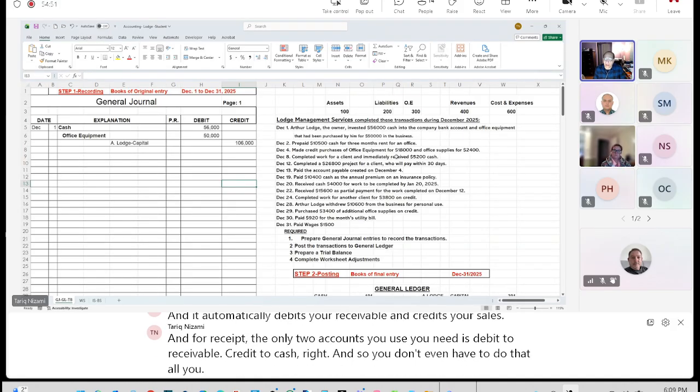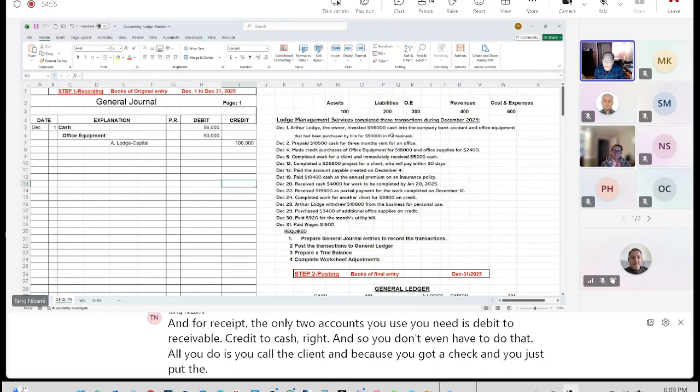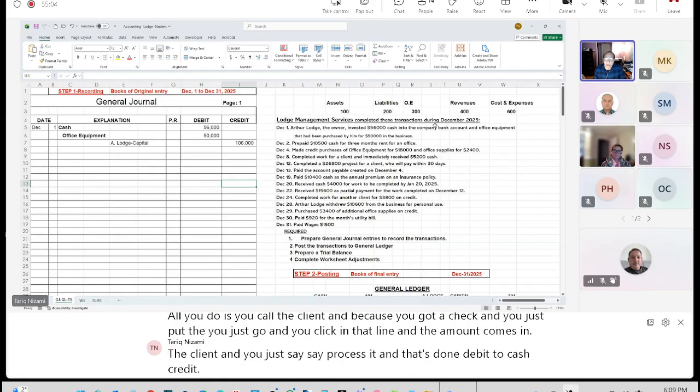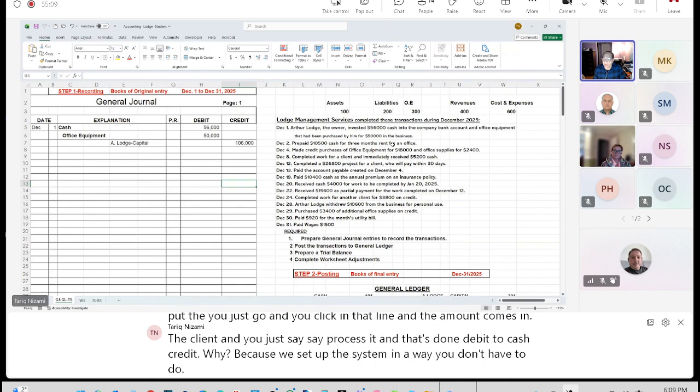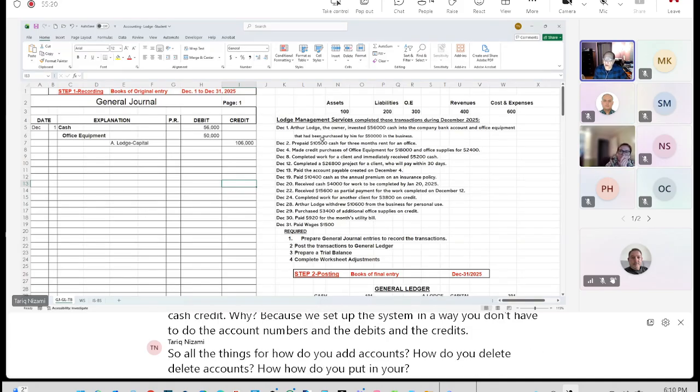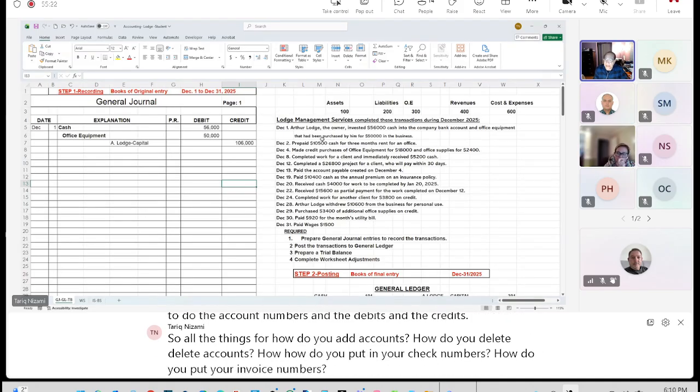All you do is call the client, and because you got a check, you click in that line, the amount comes in for the client, and you just say process it, and that's done. Debit to cash, credit receivables. Why? Because we set up the system in a way that you don't have to do the account numbers and the debits and the credits. So all the things for how you add accounts, how you delete accounts, how you put in your check numbers, how you put your invoice numbers automatically.